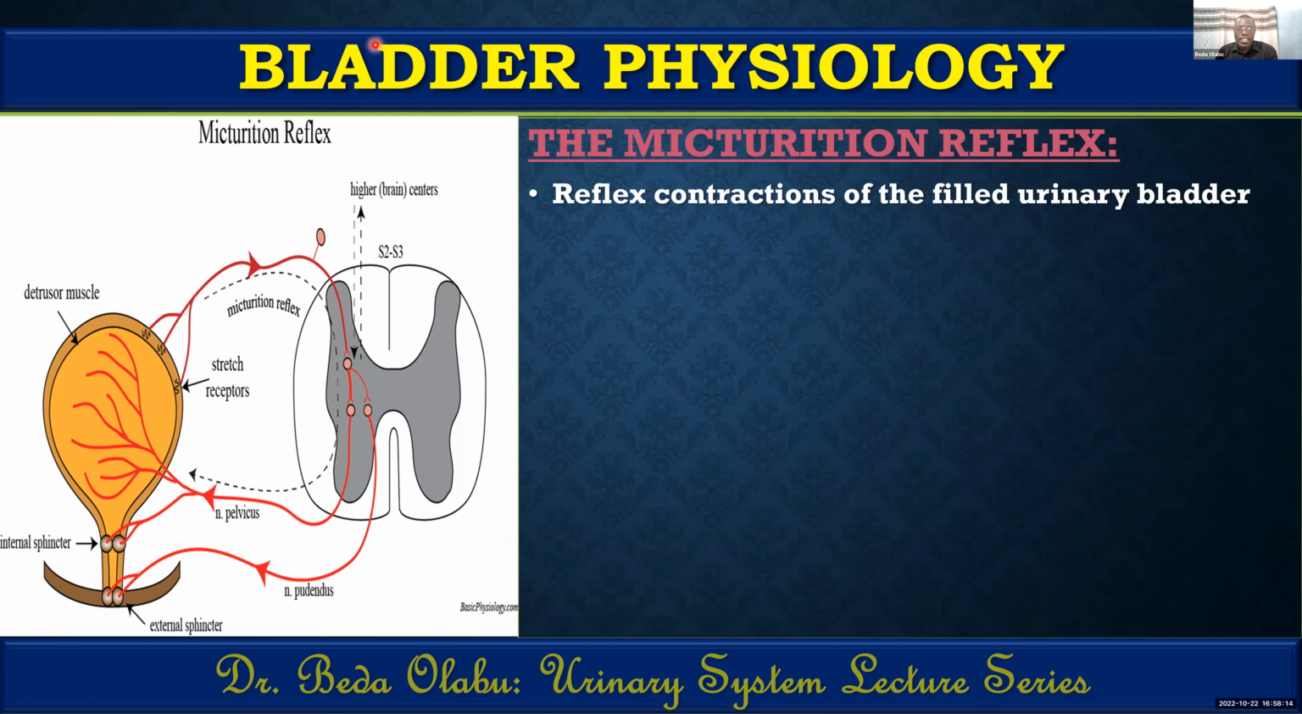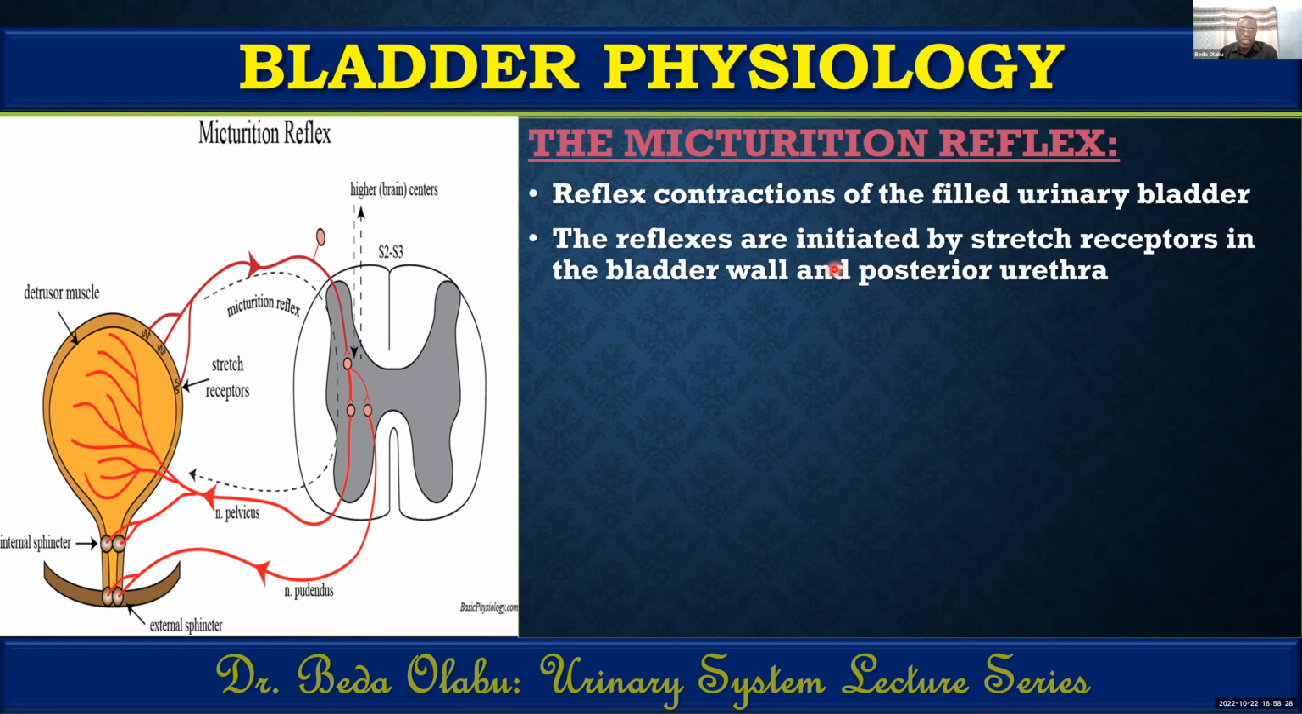Now, micturition reflexes are reflex contractions of the filled or filling urinary bladder. They're just reflex contractions. These reflexes are usually initiated by stretch receptors found within the wall of the urinary bladder, as well as within the posterior urethra around the location of the sphincters. So the pressure within the urinary bladder, and pressure around the posterior urethra, is what initiates these reflexes.